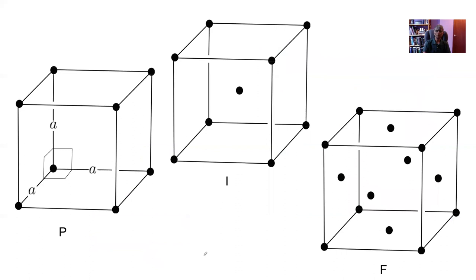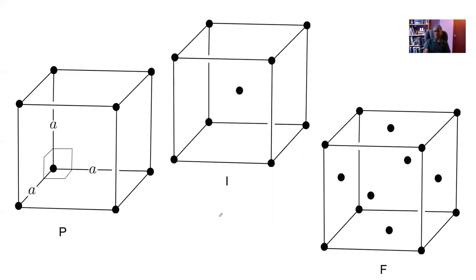Okay. So these are the three kinds of cubic unit cells. We've already talked about the face-centered cell, cubic F, body-centered cell, cubic I, and the primitive cubic cell, where we just have lattice points at the corners of the cell. And in all these cases, the lattice parameters are all equal and the angles are all 90 degrees. So these are three of the 14 Bravais lattices.